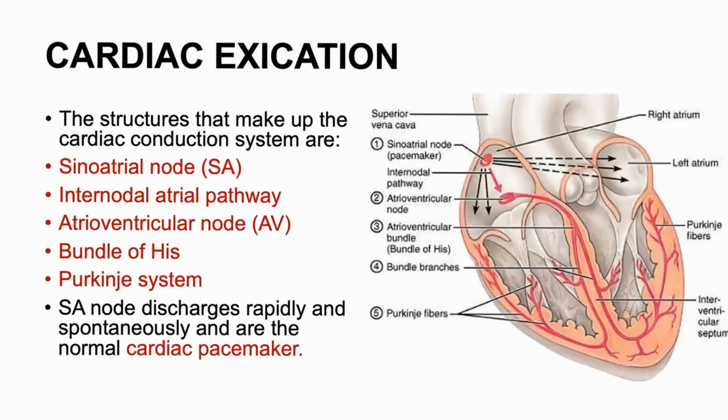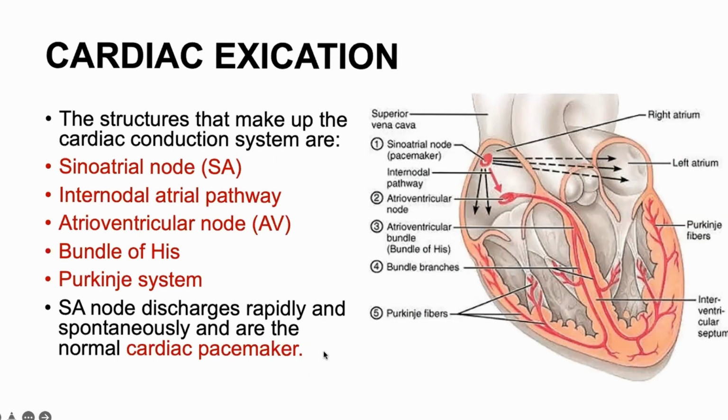This is the cardiac excitation. The structures that make up the cardiac conduction system are the SA node, the sinoatrial node, the internodal atrial pathway, the AV or atrioventricular node, the bundle of His, and the Purkinje system. I think you've seen the Purkinje fibers.